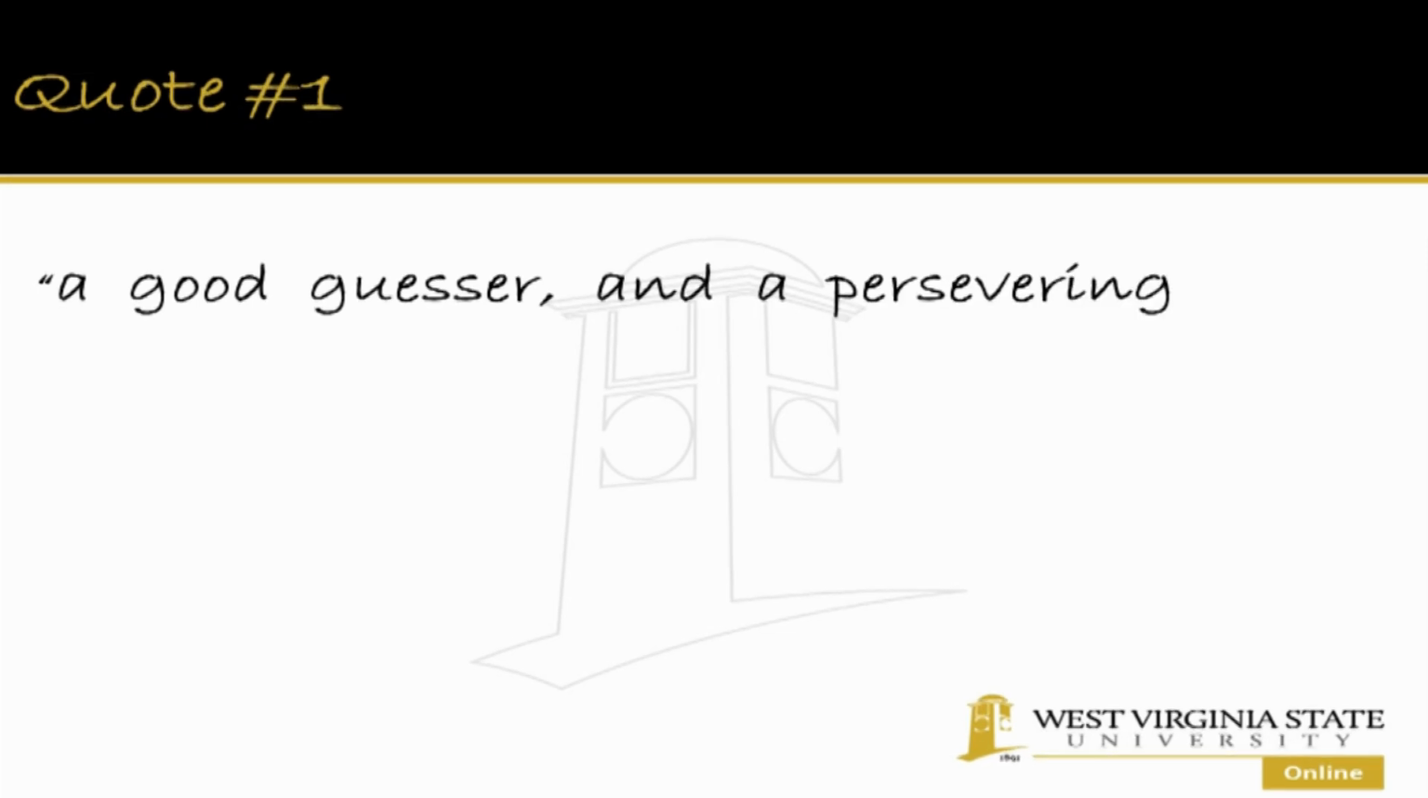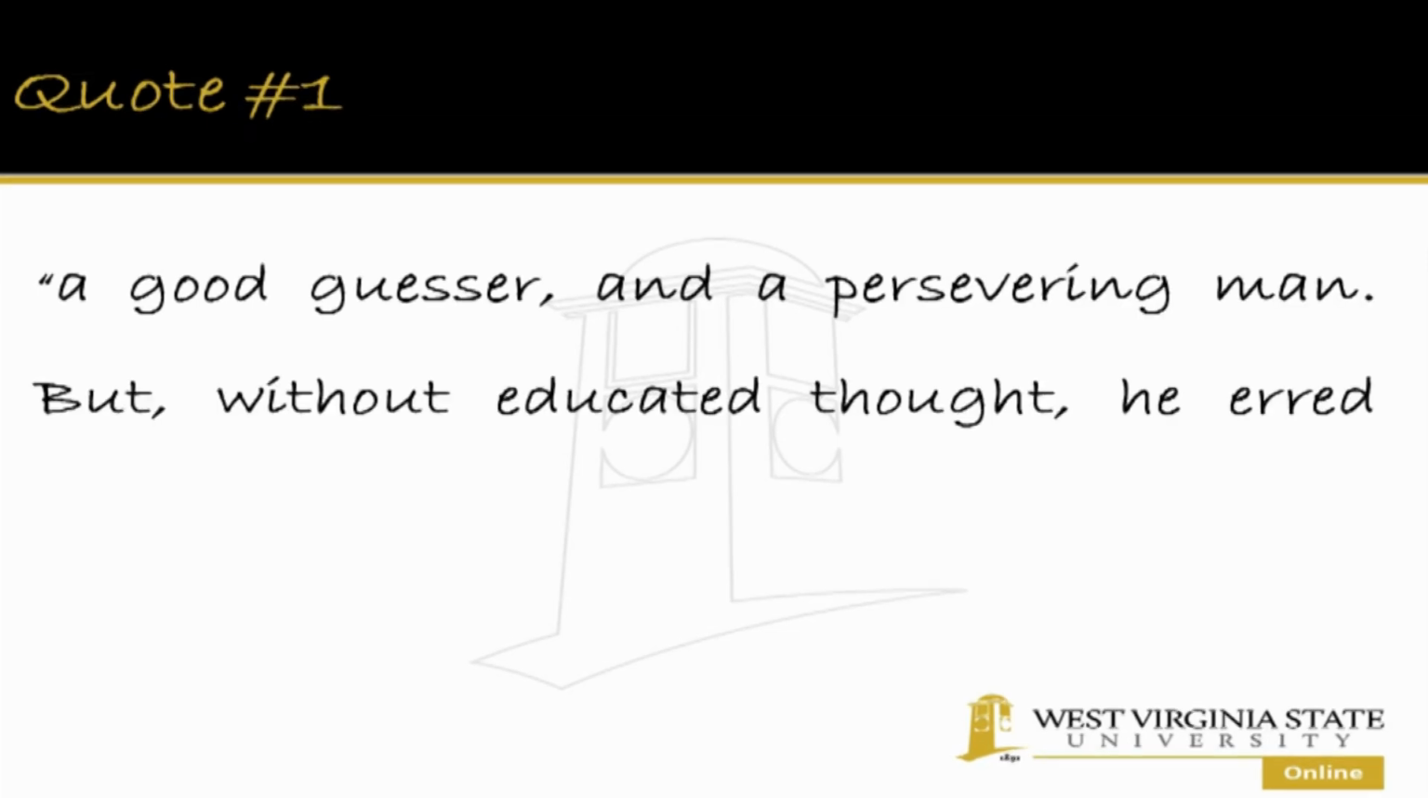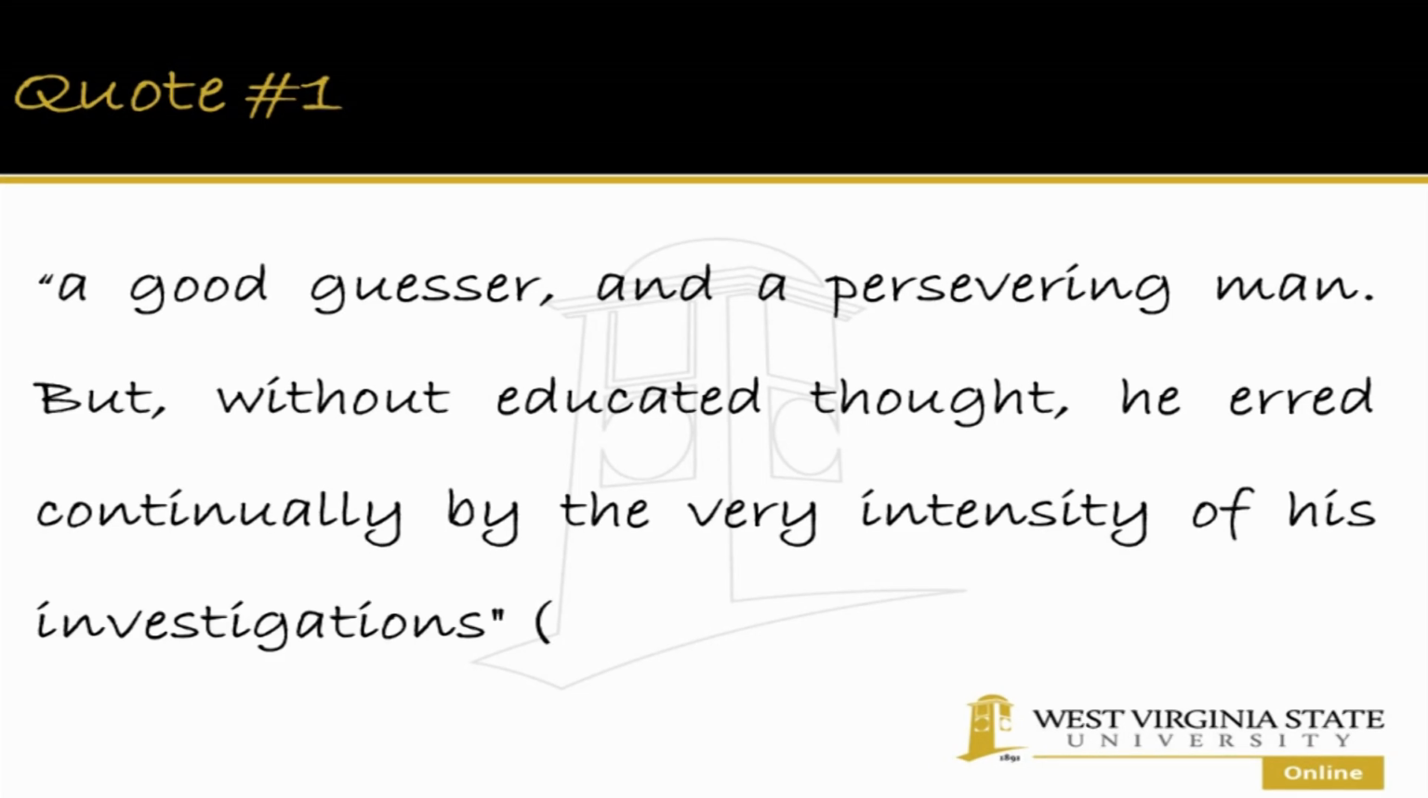In this way, Holmes both acknowledges his predecessor and distances himself from him. While this may seem rather arrogant, Holmes had an inspiration for his actions, Dupin himself. Unlike Holmes, in Dupin's first appearance, the detective does not call out a fictional rival, but the real Vidocq. In The Murders in the Rue Morgue, Dupin describes Vidocq as a good guesser and a persevering man, but without educated thought, he erred continually by the very intensity of his investigations. Dupin does not err in his conclusions, and in the end, the startling murders are solved thanks to his genius.